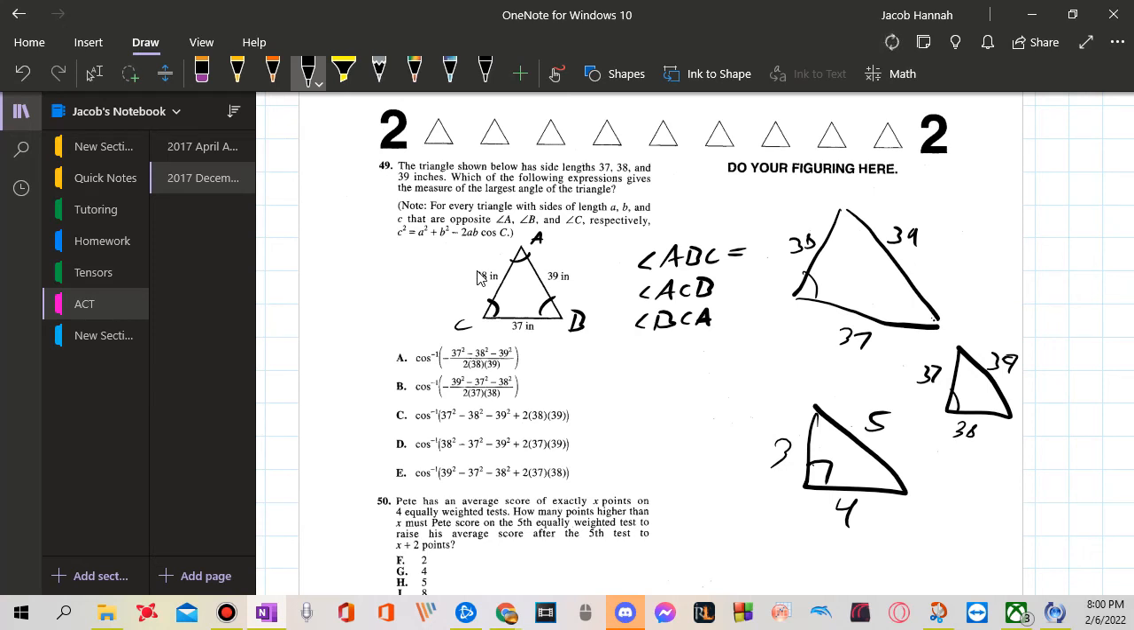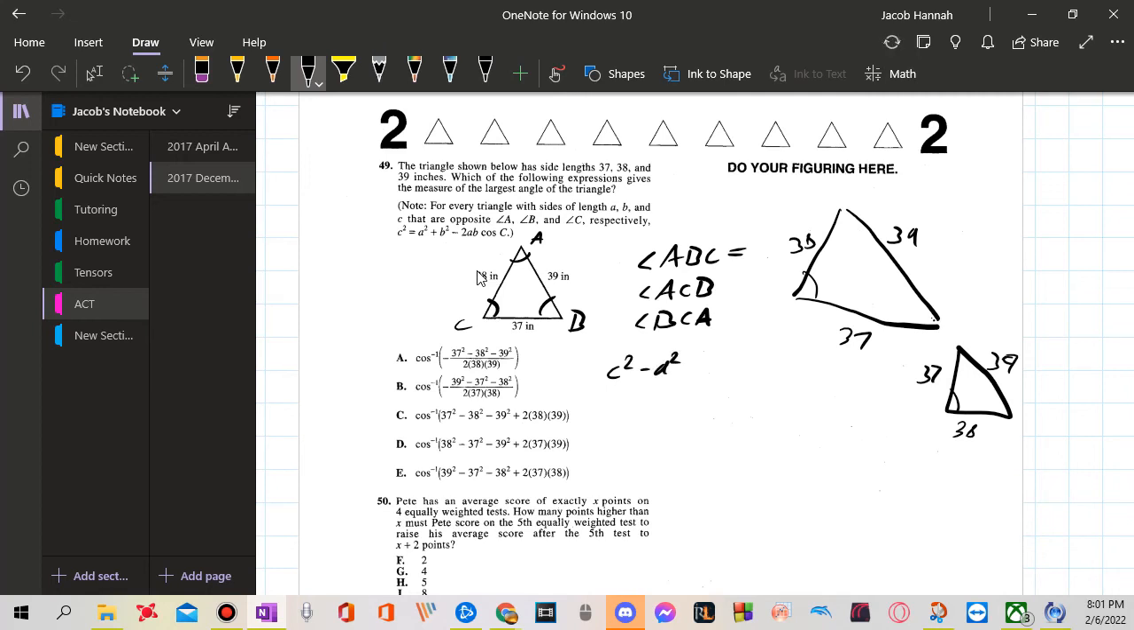So 37 will be your A, 38 will be your B, 39 will be your C. Let's see if this is right. The law of cosines says 39 squared equals... we want to solve for C, so let's get everything by itself.